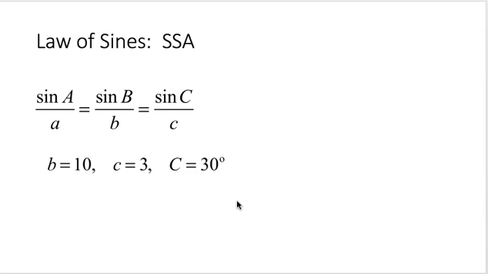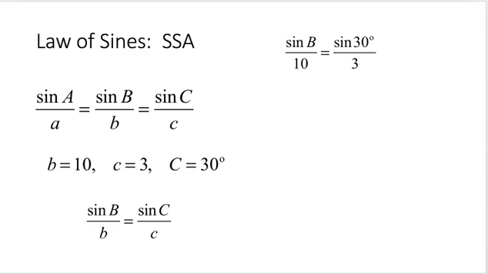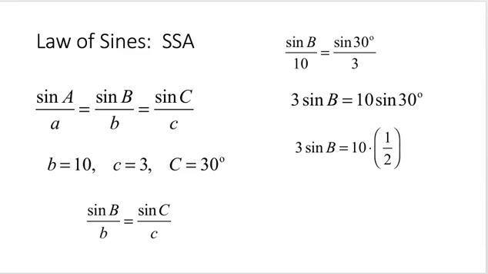We have b is 10, c is 3, and capital C is 30 degrees. We need to use law of sines. We'll use this version: sine B over little b equals sine C over little c, sine 30 over 3. That will enable us to solve for sine B, and then we can figure out what that angle B might be. So sine B over b is sine C over c: sine B, unknown, over little b, 10, equals sine 30 over 3. Sine 30 is a half. That's nice to know. Of course, 3 sine B is 10 sine 30. So 3 sine B is 10 times a half. 3 sine B is 5.